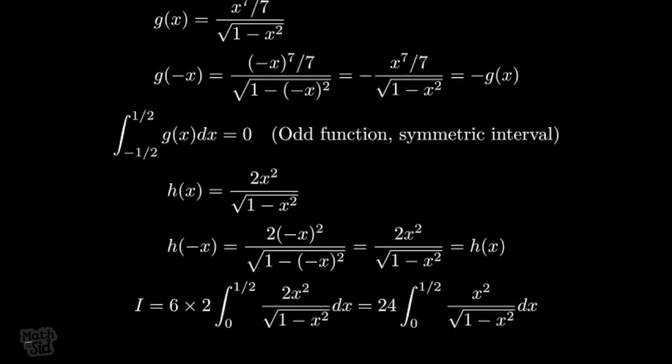To evaluate this integral, we use the trigonometric substitution x equals sine theta. Then dx equals cosine theta d theta. We also need to change the limits of integration. When x equals 0, sine theta is 0, so theta is 0. When x equals 1/2, sine theta is 1/2, so theta is pi over 6. Substituting into the integral, we get 24 times the integral from 0 to pi over 6 of sine squared theta over cosine theta times cosine theta d theta. The cosine theta terms cancel, leaving 24 times the integral from 0 to pi over 6 of sine squared theta d theta.